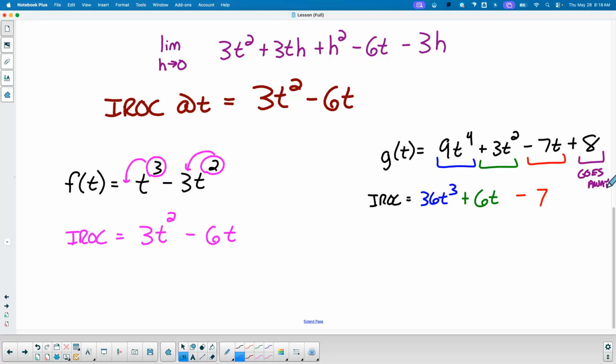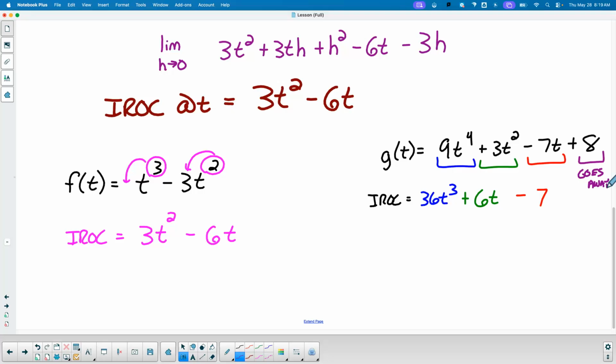The actual function is position, or quantity, depending on whatever your function is a function of. Your first derivative, or the IROC function, is rate of change. Velocity, change in volume, et cetera, whatever your function is of. Your second derivative, which we could get by doing that same process again, is acceleration. That's how quickly your change is changing.